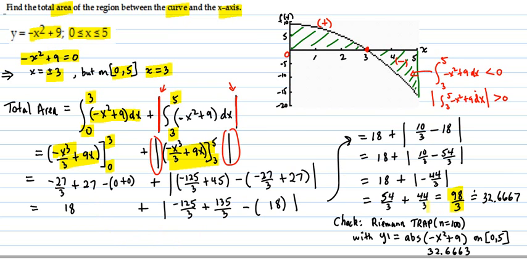And you really have to be careful that you're remembering to do the evaluations correctly to get all the way down here to 98/3, which is approximately 32.66667.